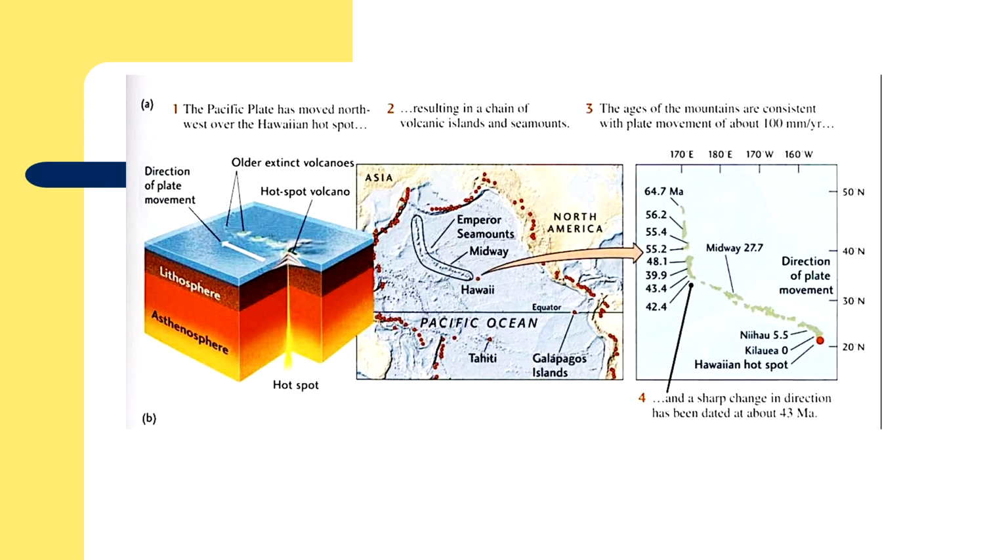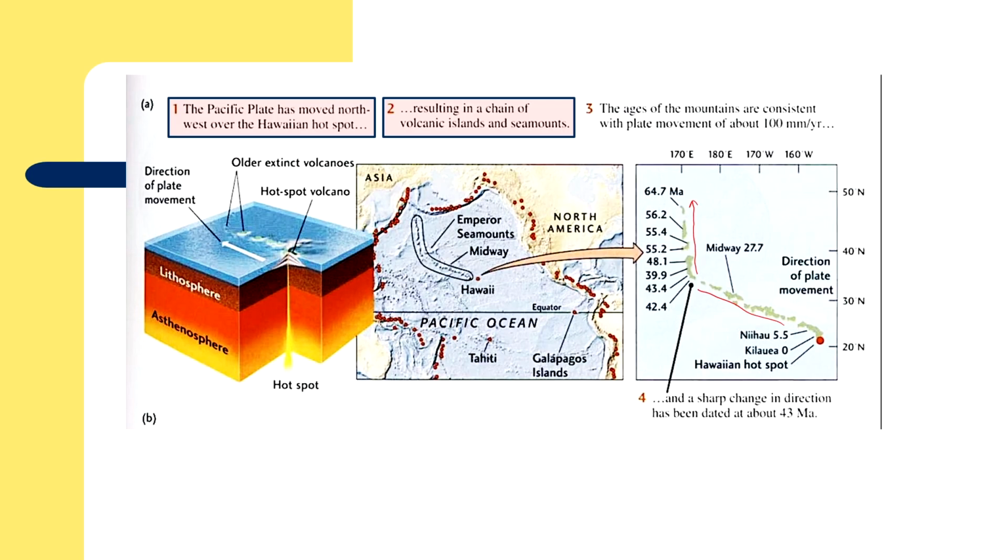This is a schematic diagram which shows the hotspot which is anchored below, and that is the source for the volcanic eruptions in the Hawaii Islands. The Pacific plate has moved northwest over the Hawaiian hotspot, resulting in a chain of volcanic islands, which we can also call seamounts. But at a particular location, they found that it is not in a straight line, as we see now. There is a clear-cut change in the direction over here.